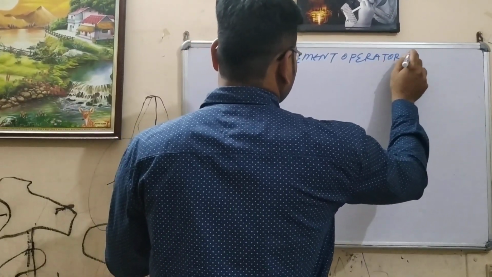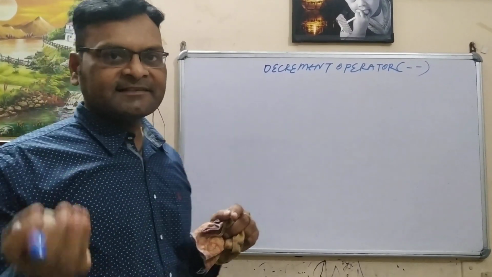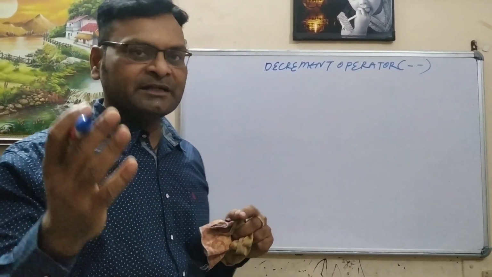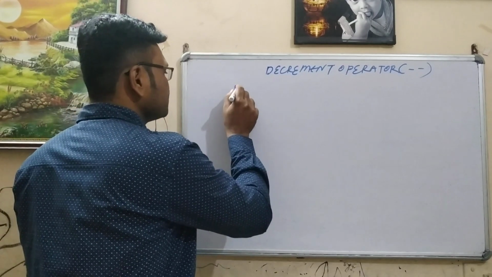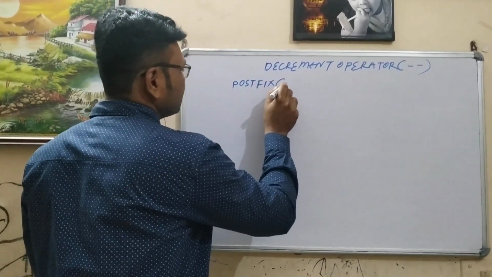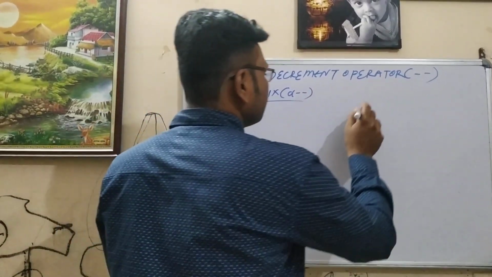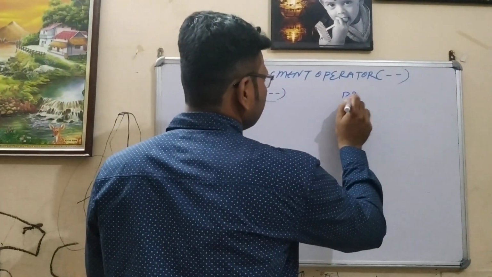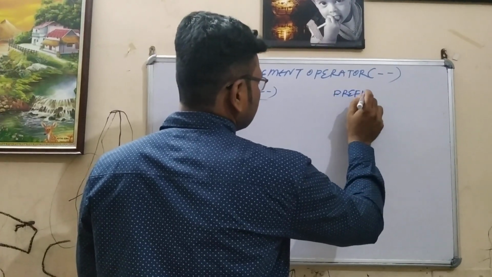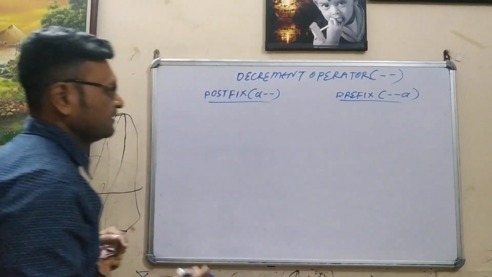Children, the decrement operator is minus minus. It decreases the value of an operand by 1. It can be used in two ways. One is postfix, that is a-- in this way. Another one is prefix, this is --a in this way.